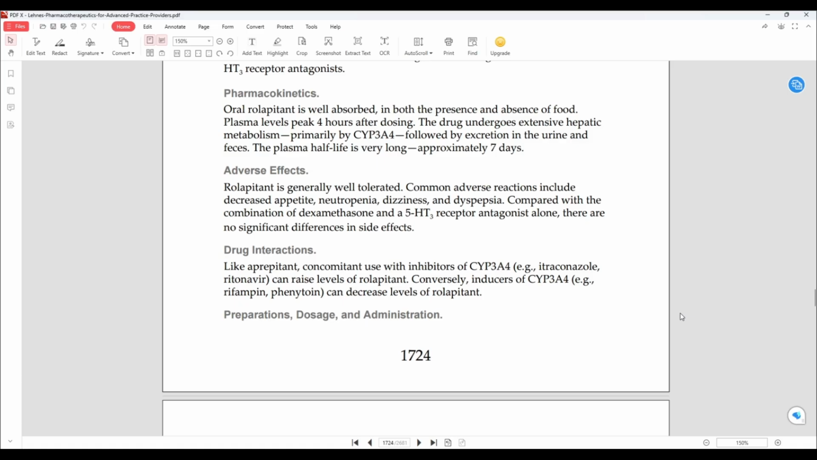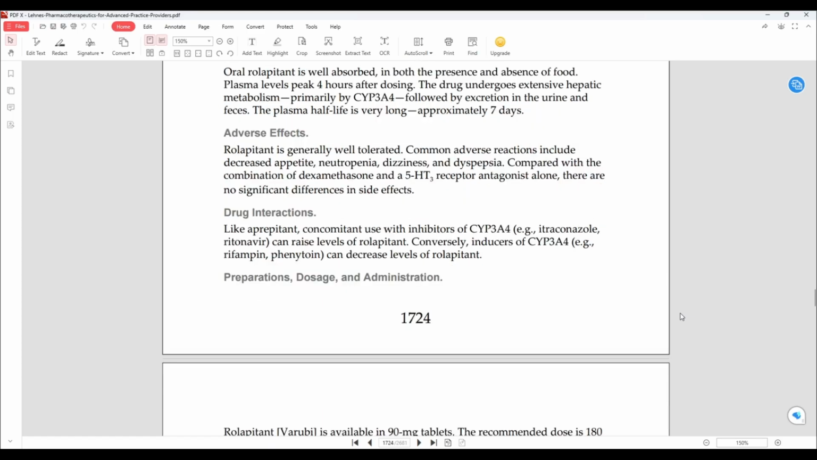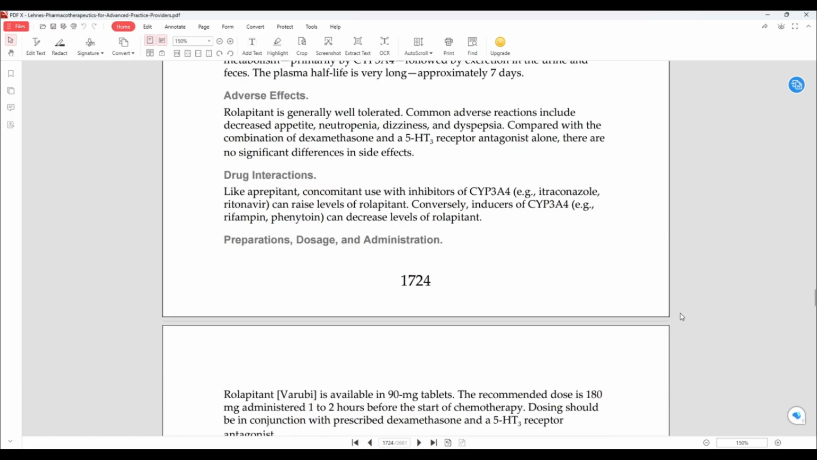The drug undergoes extensive hepatic metabolism, primarily by CYP3A4, followed by excretion in the urine and feces. The plasma half-life is very long, almost 7 days. Adverse effects. Rolapitant is generally well tolerated. However, common adverse reactions include a decrease in appetite, neutropenia, dizziness, and dyspepsia. Compared with the combination of dexamethasone and a 5-HT receptor antagonist alone, there are no significant differences in side effects.